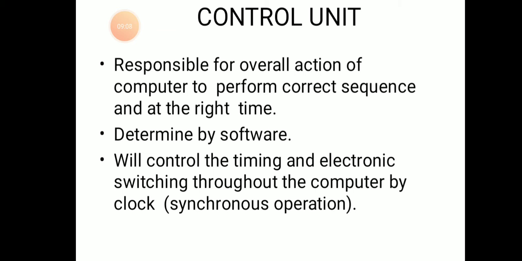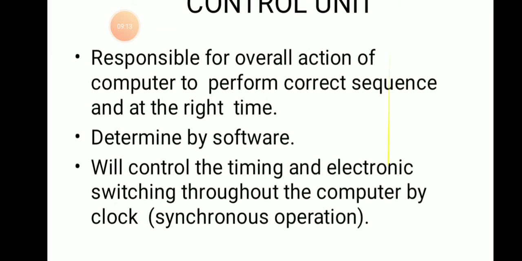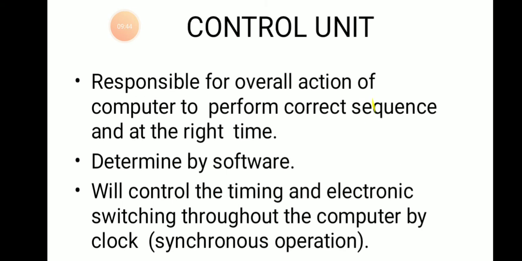It is responsible for the overall action of the computer, to perform in the correct sequence and at the right time. Who will be responsible for that? The control unit. Determined by software, it will control the timing and electronic switching throughout the computer by clock. So that is synchronous operation. I think you might have studied synchronous and asynchronous in digital techniques. We control the timing and electronic switching throughout the computer by clock. The control unit is one of the main parts of the computer.